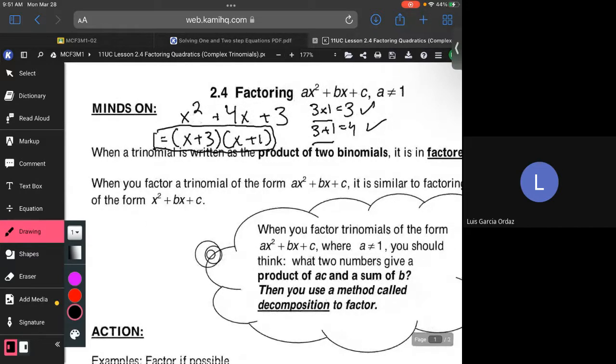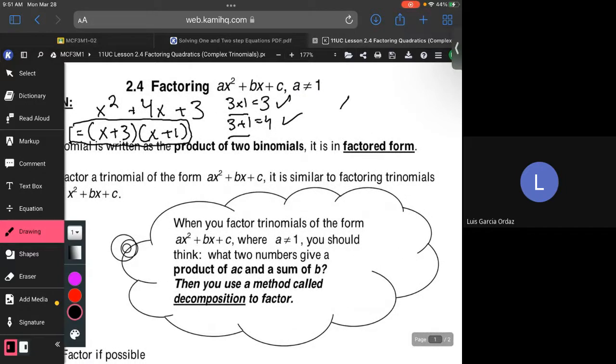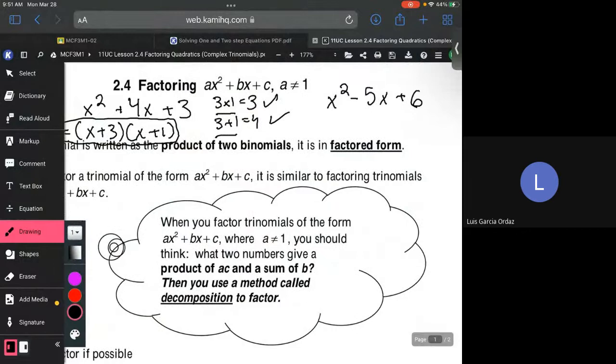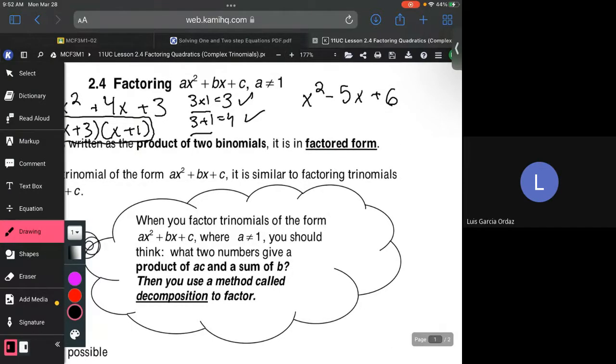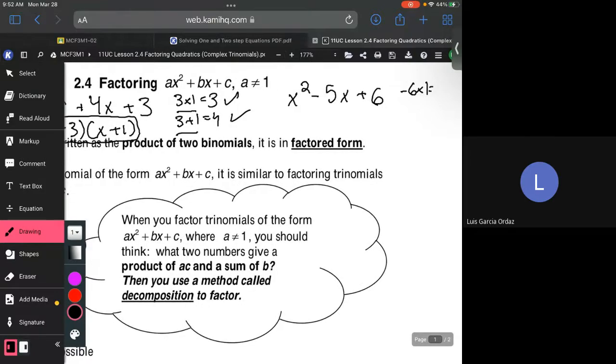We'll do one more so that you guys are comfortable with this. X squared minus 5x plus 6. So who can tell me how to factor this one out? Olivia. It would be -6 and 1. Wait, but -6 times 1 gives me what? I'm sorry, it would be -6 and -1. Yep, -2 and -3. So -2 times -3 gives me +6, and -2 plus -3 gives me -5, which is what we want.